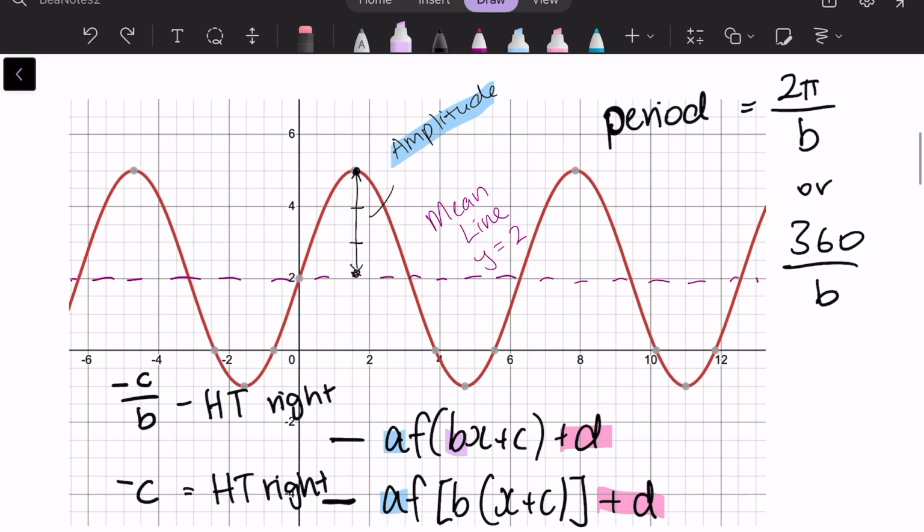I think the main thing to remember with the horizontal shift is that they have different letters. Because if it's in the expanded form, then negative c on b is a horizontal translation to the right, and if it's in factorized form, then it's just negative c.